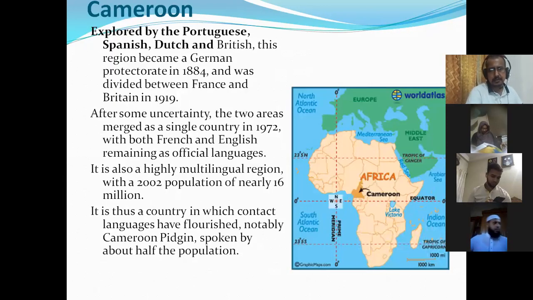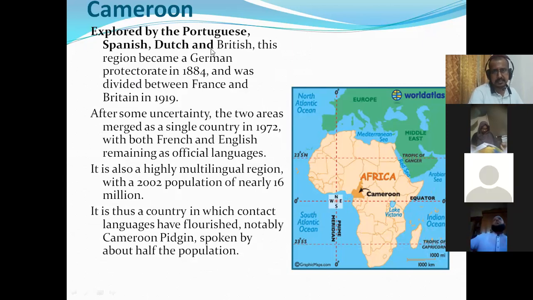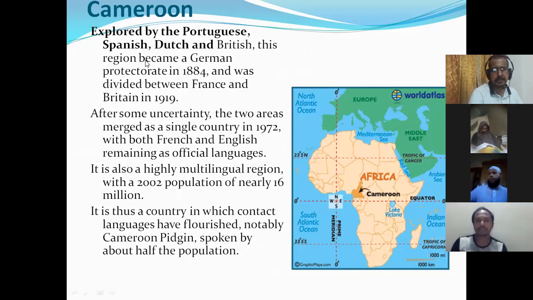Cameroon, you see, another country. It was also Portuguese, Spanish, and Dutch and British. So many people came over here in Cameroon. Okay. And it is also a highly multilingual region, with a population of nearly 16 million people, and it is thus a country in which the contact languages have flourished, notably Cameroon Pidgin, spoken by about half of the people.